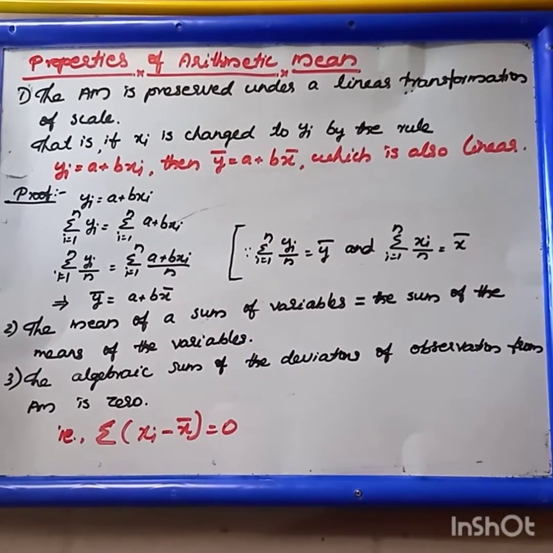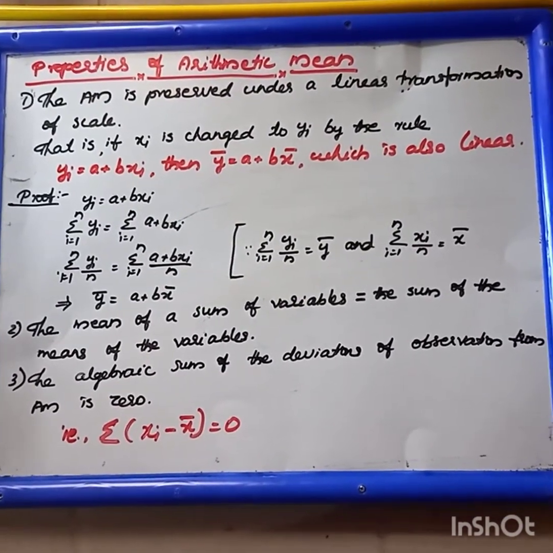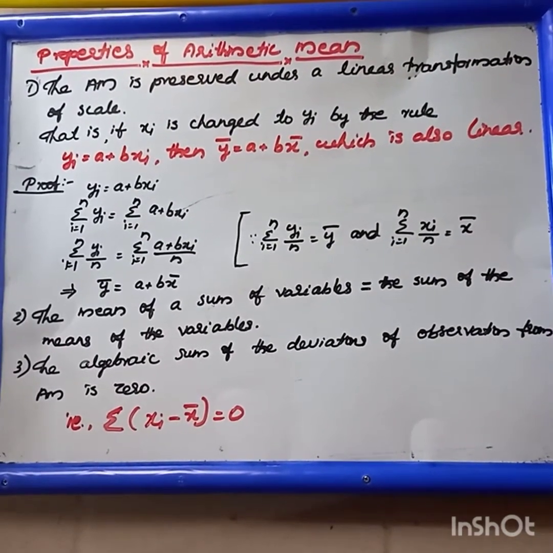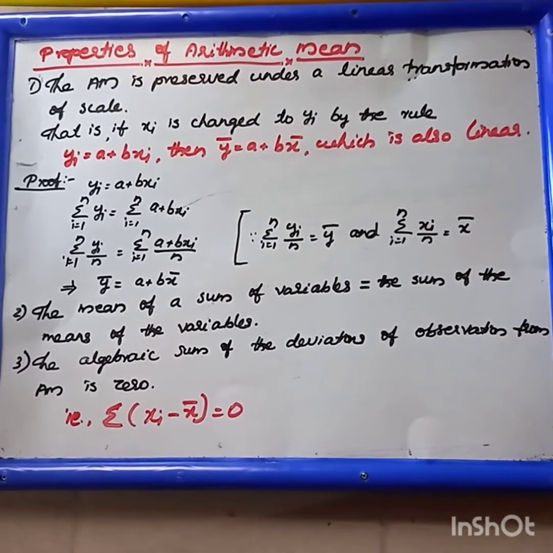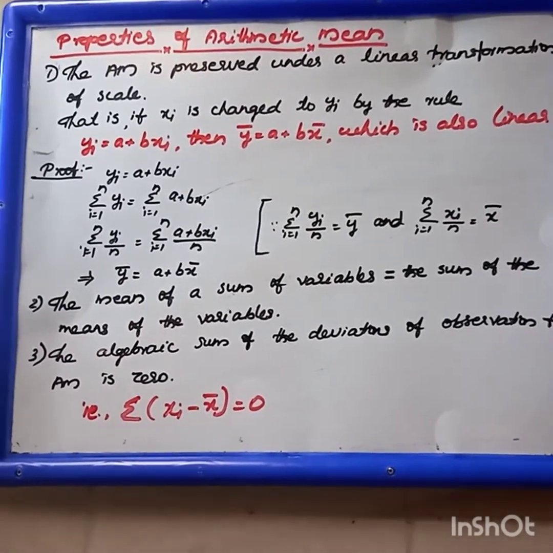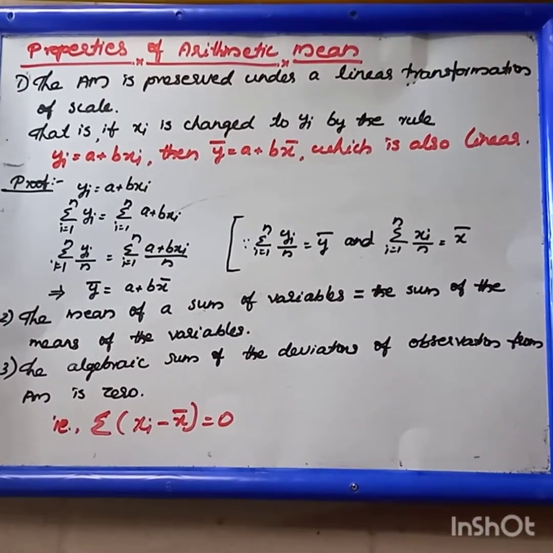Properties of arithmetic mean. The arithmetic mean is preserved under a linear transformation of scale. That is, if xi is changed to yi by the rule yi is equal to a plus b xi, then y bar is equal to a plus b into x bar, which is also linear.